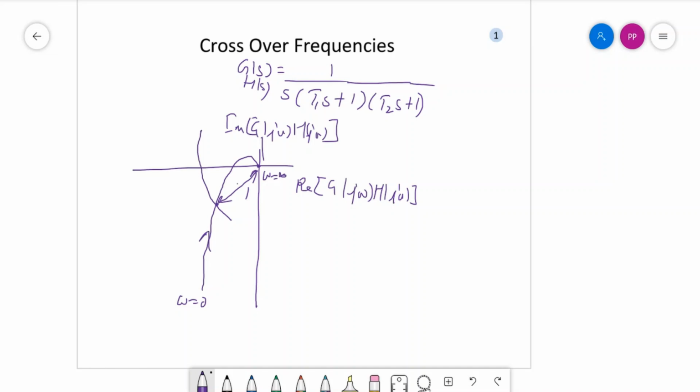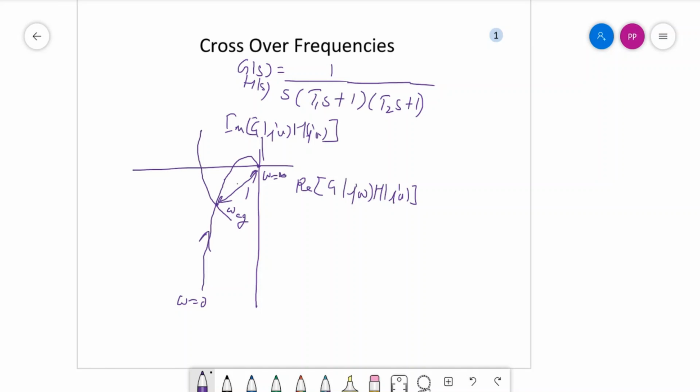This frequency is basically called the gain crossover frequency. So omega Cg is the denomination for this, and at this frequency the polar plot will have a magnitude of 1.